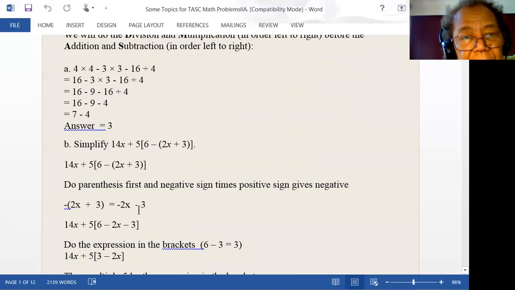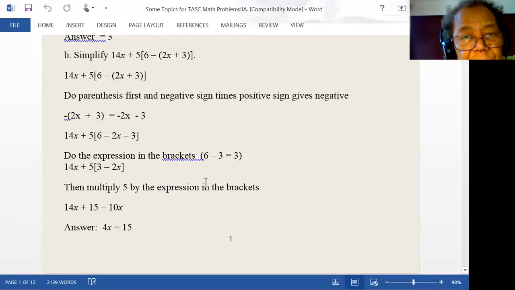So now let's plug that into the bracket. 14x plus 5, we have our 6 here, minus 2x minus 3. Now next we'll do the expression in the brackets. 6 minus 3 is 3. So what we're left in the bracket is what? 3 minus 2x. Now multiplication will come next. So we multiply the 5 times the expression 3 minus 2x. 5 times 3 is 15. 5 times minus 2x is a minus 10x.